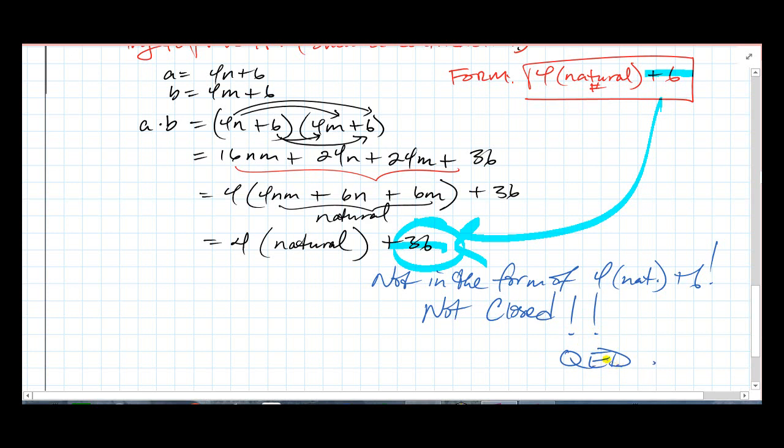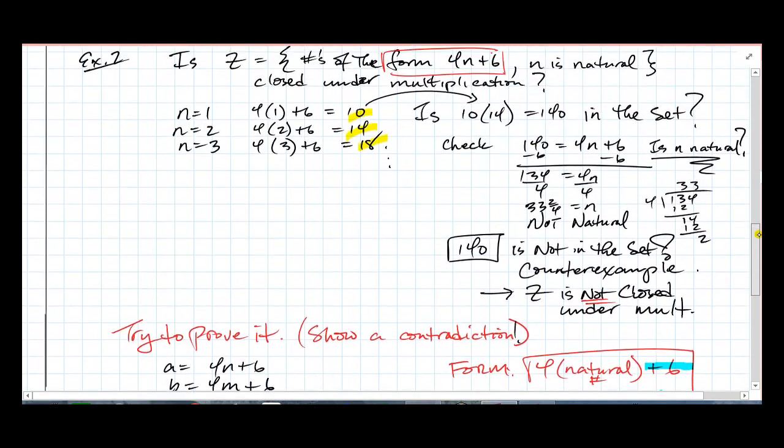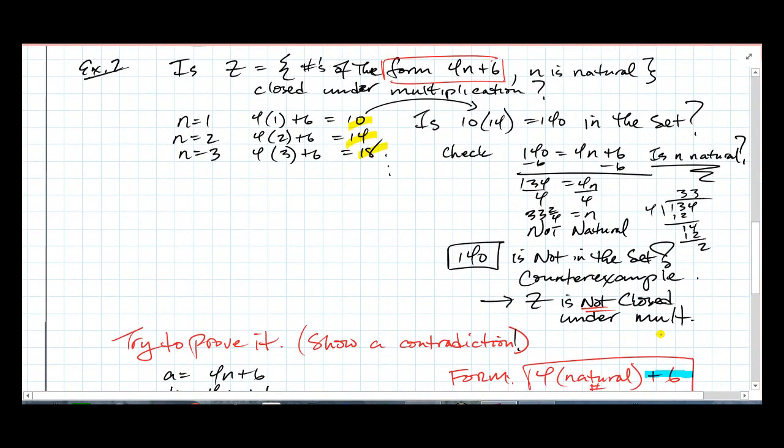So you could try to prove things when in doubt, but if you end up with a contradiction like this, that you have a problem here, you can't show that it's in the same form, well, guess what? It's not closed. Why? Because it's not closed. All right, we came up with a counterexample in the beginning. We took 10 and 14, we multiplied them together, got 140. And 140 is not in the form of 4n plus 6 because we got a fraction here, which is not natural, which tells you that 140 is not in the set. So there's your counterexample. It's not closed.